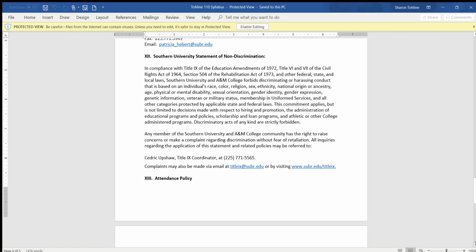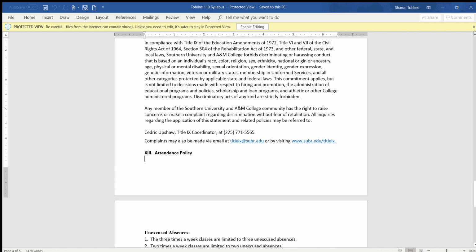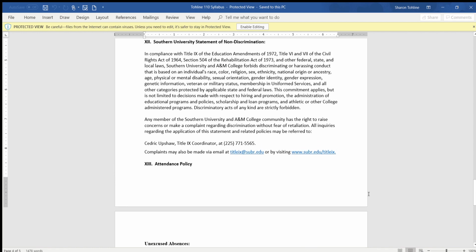So these are some of the other policies about how we handle things in the classroom, expectations that we will not discriminate against students for any reason. So please read those policies too. That helps you to know what you're entitled to in your education.